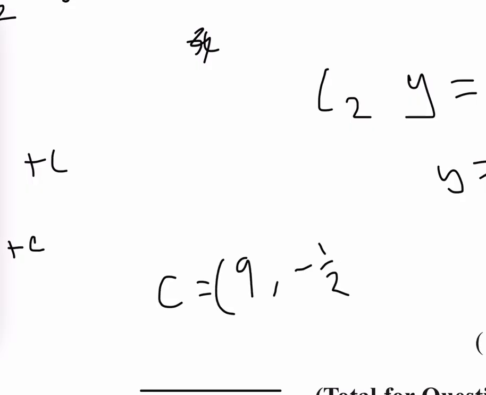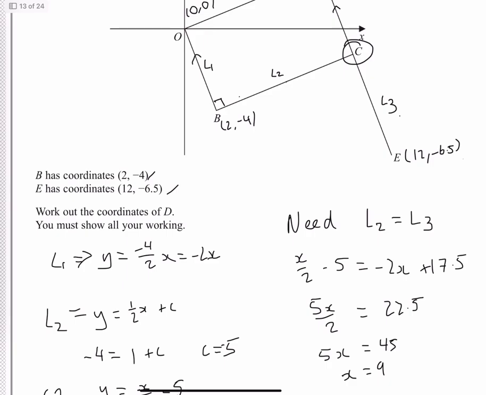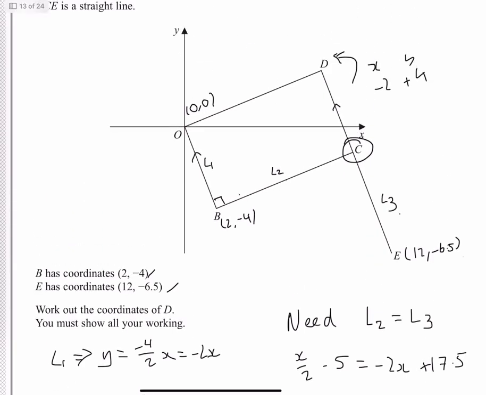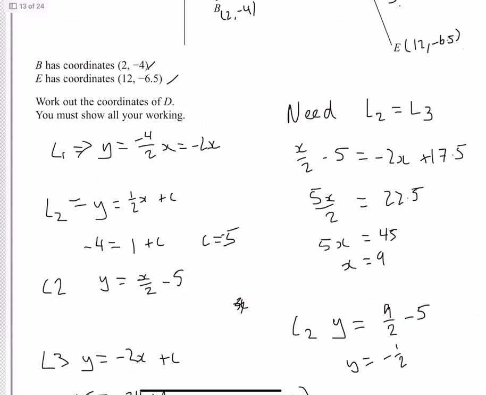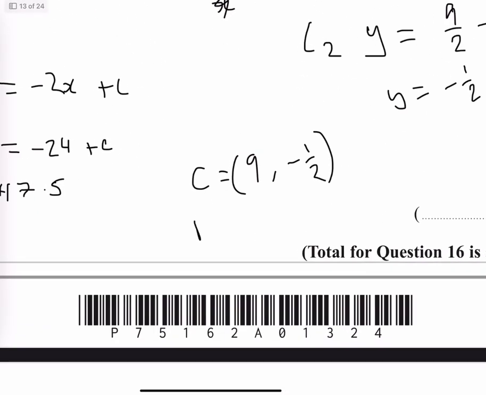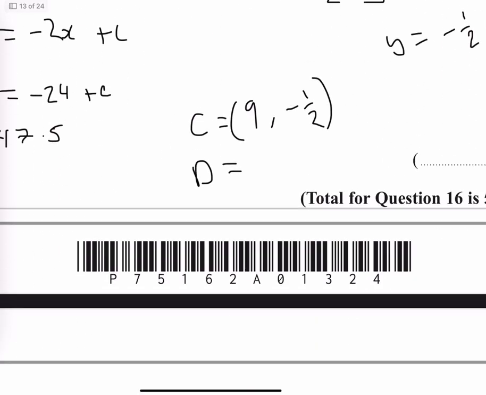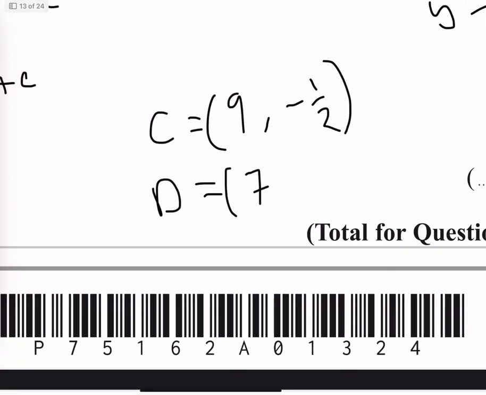And then it's the same way to get from B to O as it is to C to D. So we take 2 off x and we add 4 to y, which gives D equals, is it 2 off x? Yeah, 2 off x. 7, and then -1/2 plus 4 is 3.5, which would be 7 over 2. There we go, moving on.